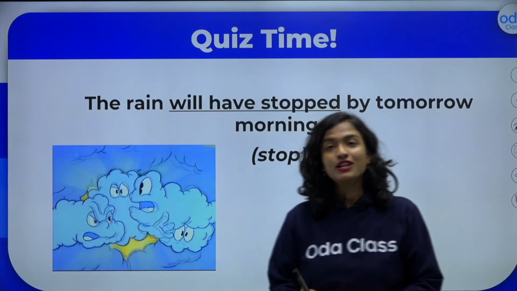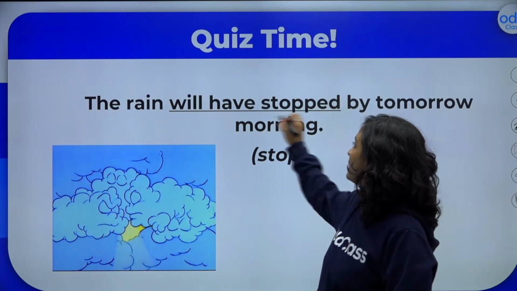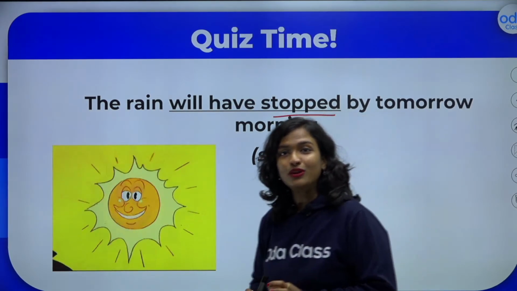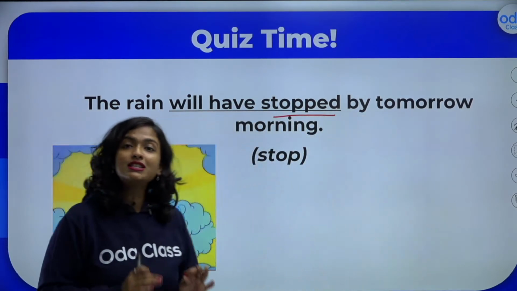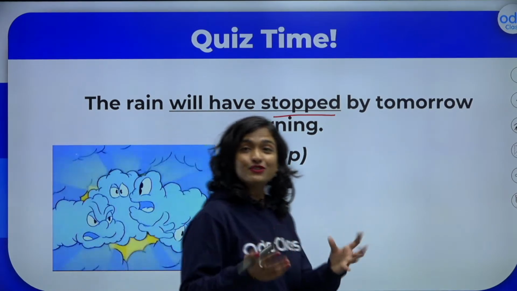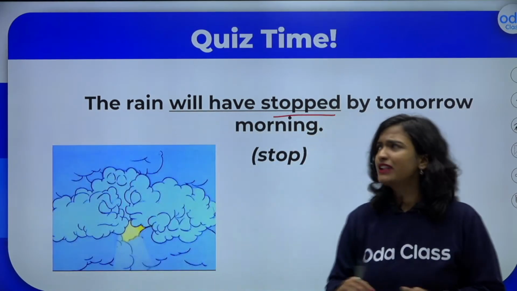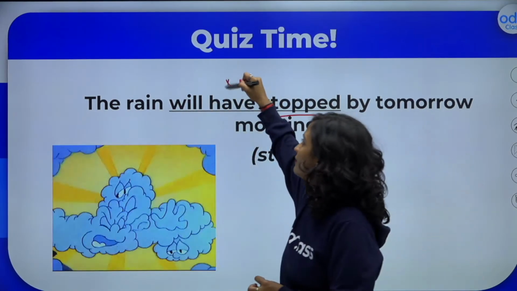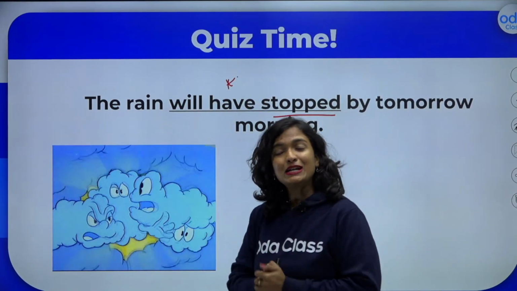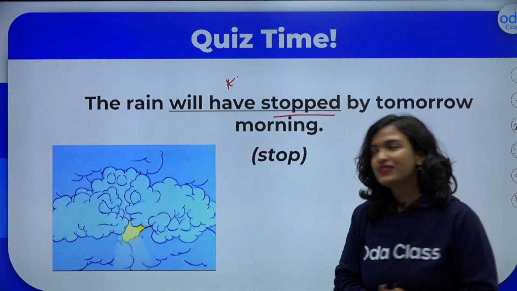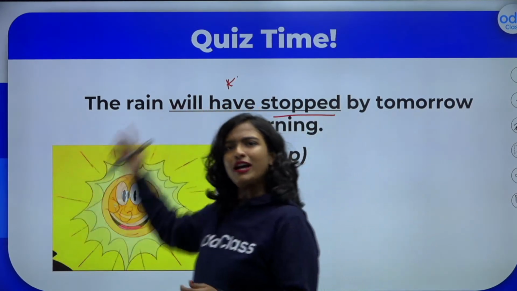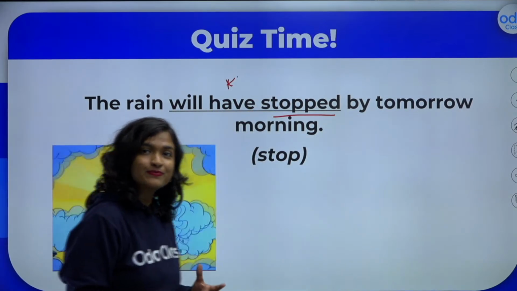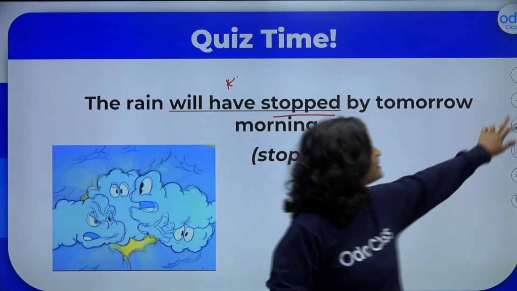Remember, the most important thing here, students, is that we must use our verb 3, okay? We will always use the third form of the verb in the future perfect tense. And also, we will always use will or shall followed by have. This is the special thing about the future perfect tense, right? We always have to use this extra helping verb, which is have. Okay, let's try one more quiz now, students.